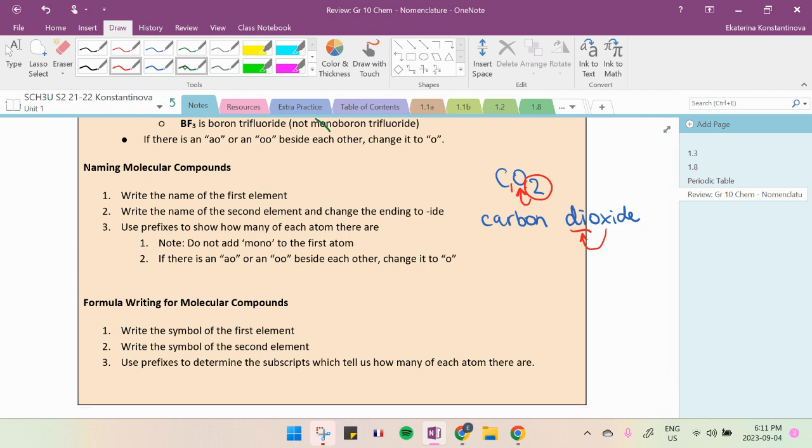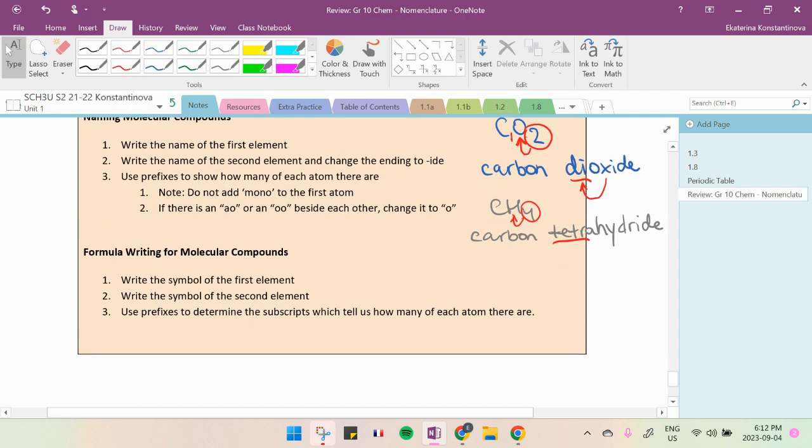Let's take a look at another example. Let's say I have CH4. I would call that carbon tetrahydride. Okay? Again, not hydroxide. Hydroxide is a polyatomic. Be careful. It is a hydride from hydrogen. That 4 is the tetra because there's 4 hydrogens.